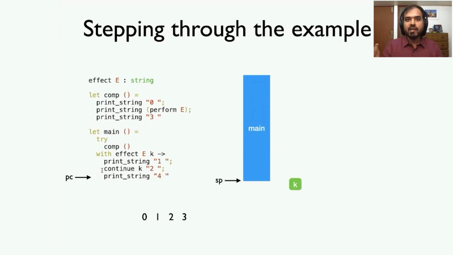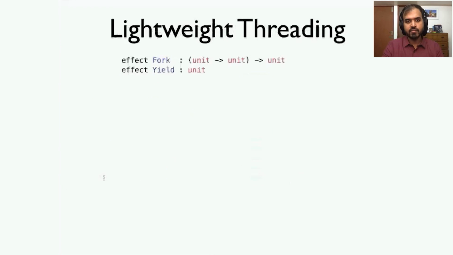So resuming a delimited continuation is like calling a function. You call a function, the function returns. Similarly, the function returns here. We print 4, and we are done. So the whole program finishes.